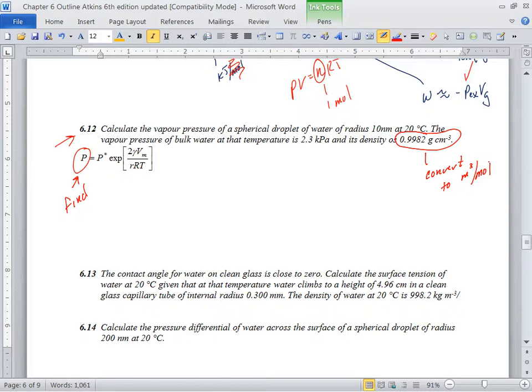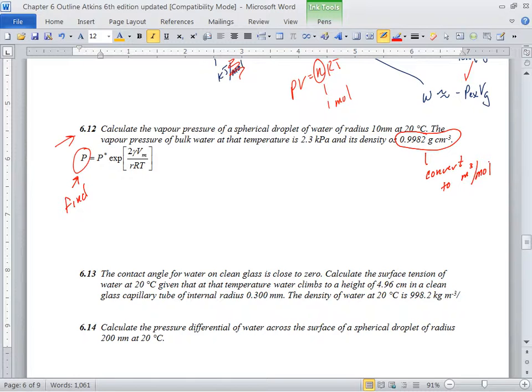Okay, how about this P star? Isn't that 2.3 kilopascals? Except, what do you do with the kilo? Okay, just pascals. You could leave it there, couldn't you? And then P would end up in kilopascals. That would work.